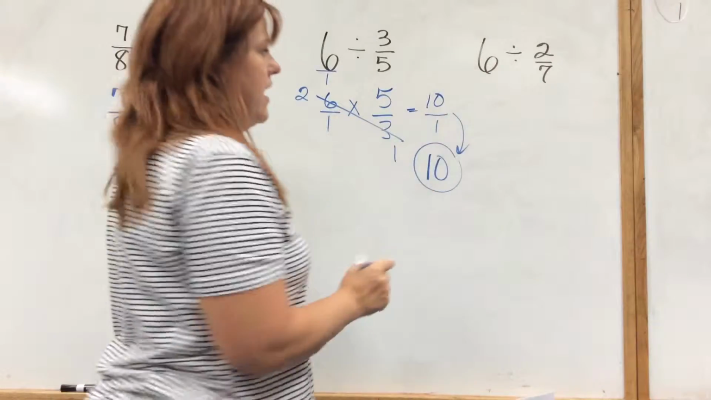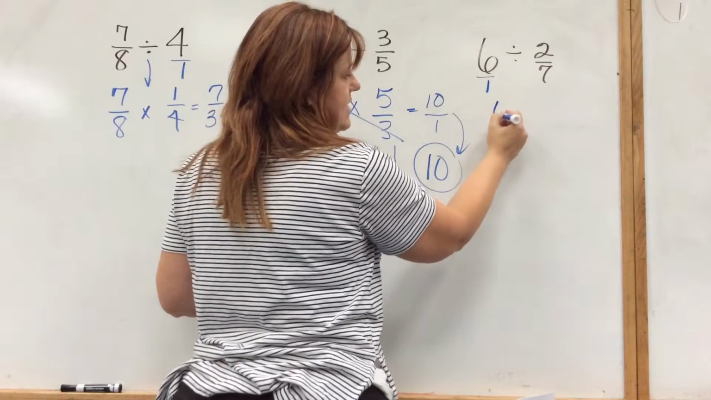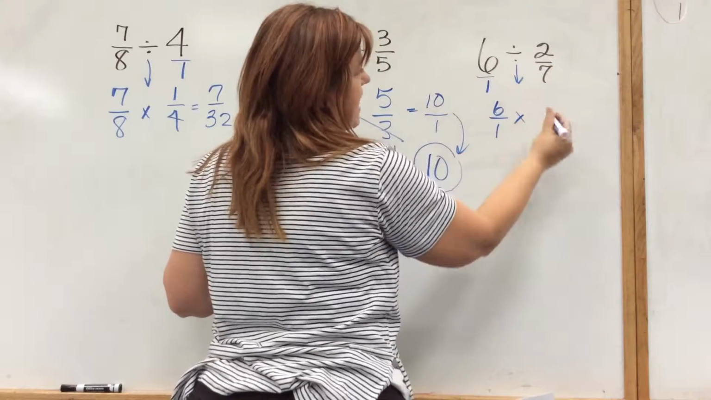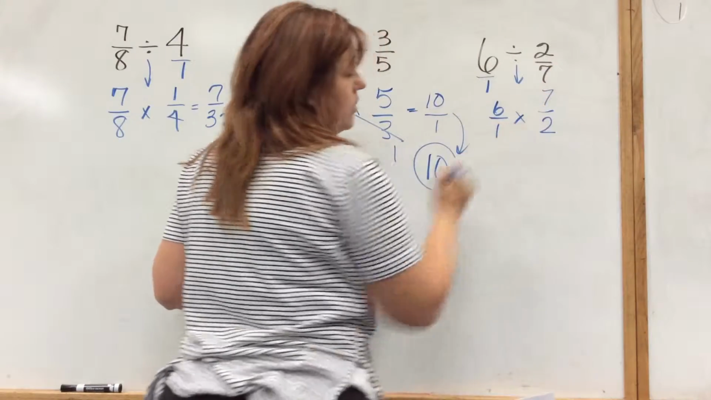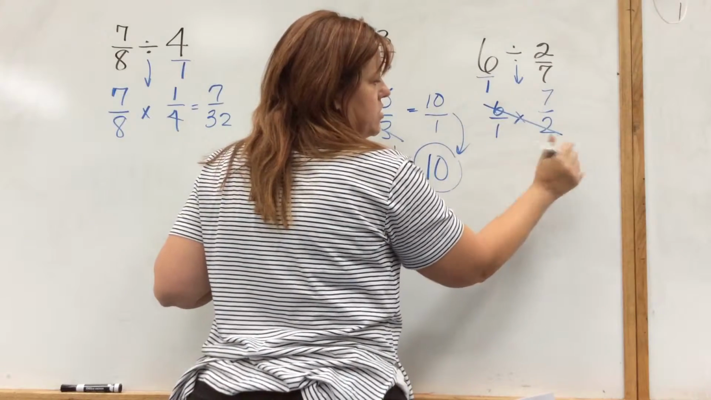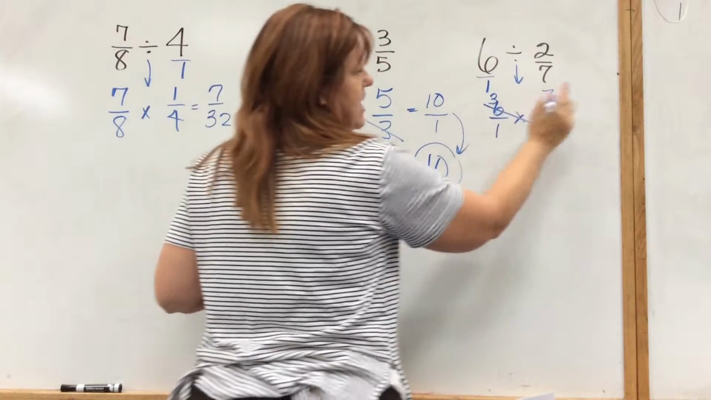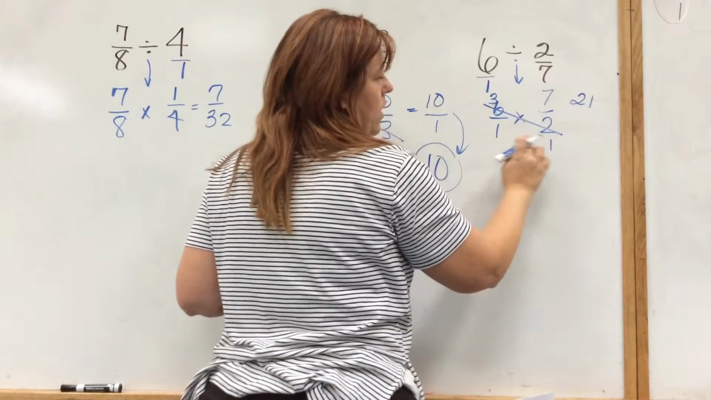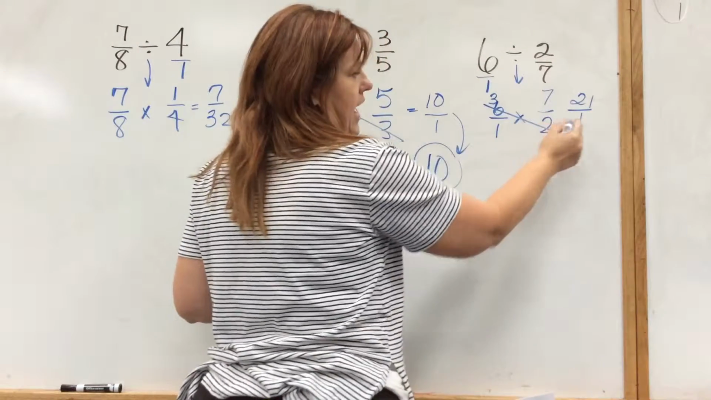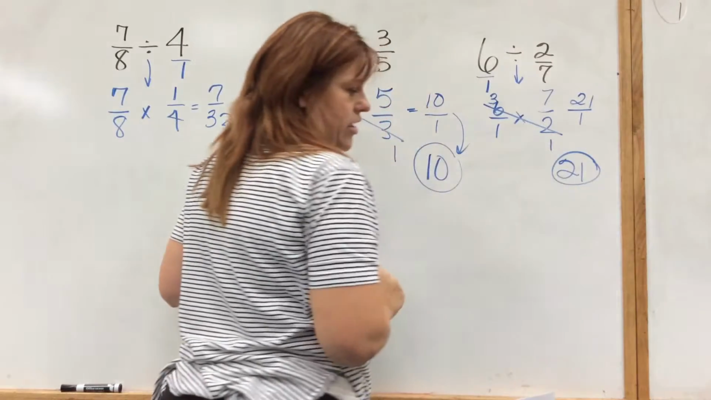All right, again, put all whole numbers over 1. First fraction stays the same. Change division to multiplication. And flip the second one to its reciprocal. All right, I'm going to look and see if I can cross simplify, and I can right here. 2 goes into 2 once. 2 goes into 6 3 times. 3 times 7 is 21. 1 times 1 is 1. And that's 21 divided by 1, which is 21. So my answer is 21.